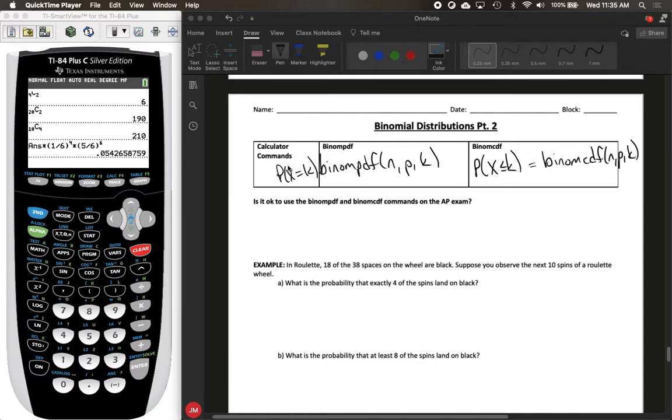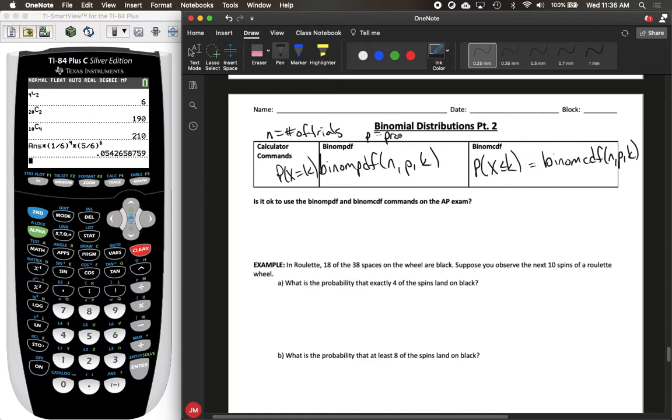For binompdf, this is the probability that x is equal to k. So this is when you want to know what the probability of a certain number of successes is. Again, remember that n is equal to your number of trials, p is your probability of success, and k represents your number of successes. So for binompdf, all you have to do is type in binompdf, your n, p, and k, close your parentheses, and you're good to go.